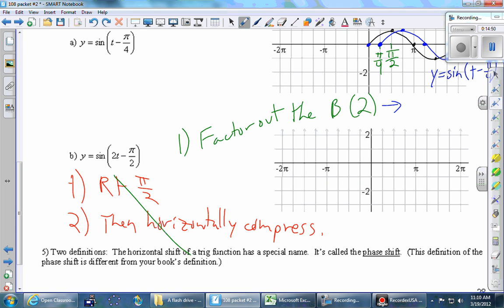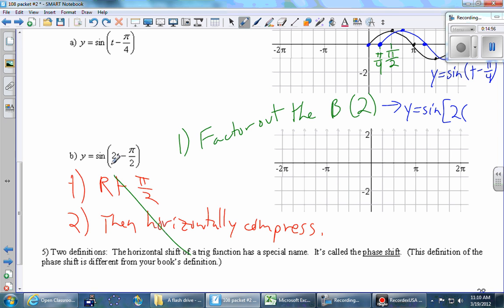Factor out the 2. So we get y equals sine of, all right, there's a 2, and then there's parentheses. And then this is the part that's also confusing, because we're trying to factor out a 2 from something that doesn't have a 2 that goes into it, right? How do you factor out? What are you really doing when you're factoring out? The choices are addition, subtraction, multiplication, and division. When you're factoring out a 2, what are you really doing? You're dividing by 2. You're sticking the 2 on the outside, and you're dividing everything in there by 2.